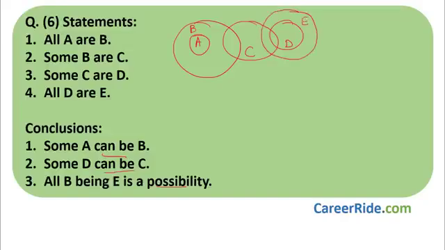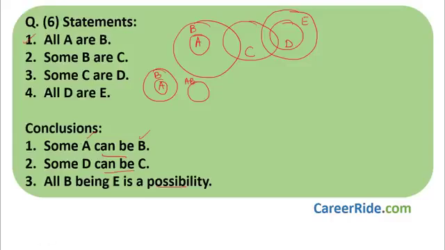Now conclusions. First one, some A can be B. Now over here what do we see? All the A are B, right? In the conclusion they have asked a relation between A and B, correct? So where is the relation between A and B? Statement number 1, right? Statement number 1 is all A are B. How do we write that? We draw A, we draw B. What is the other way of drawing it? Draw a circle. This is A and B, correct?